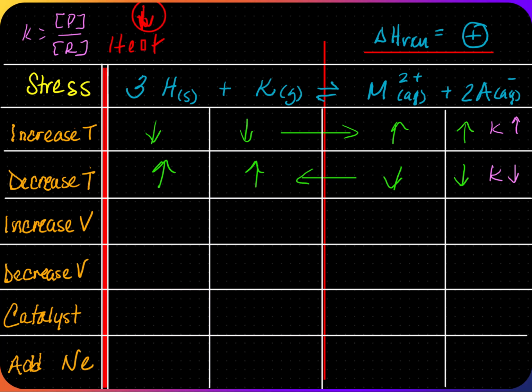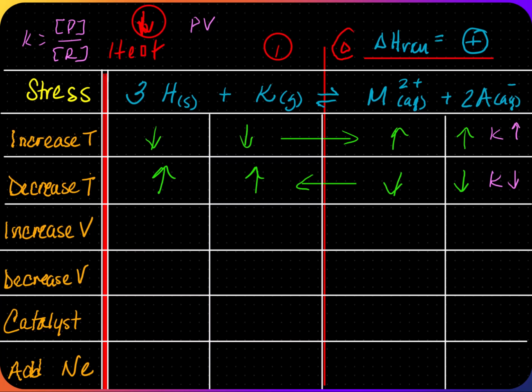Next one, there's an increase in volume. So the first thing I need to do, if it's volume, we're talking about Boyle's law, and we know pressure and volume are inversely related. So first thing we need to do is count the number of moles. In the reactant side, there is 1 mole from the K. H is a solid, so it doesn't count. In the product side, I have 0 moles because both are aqueous.